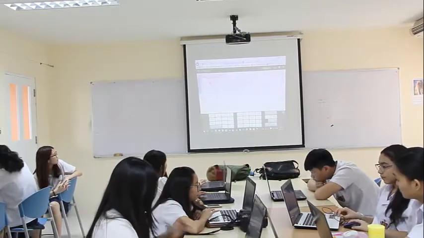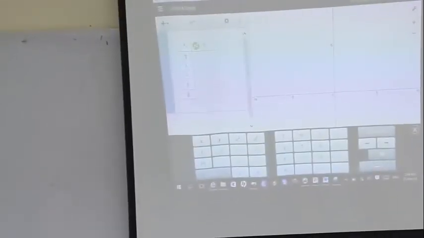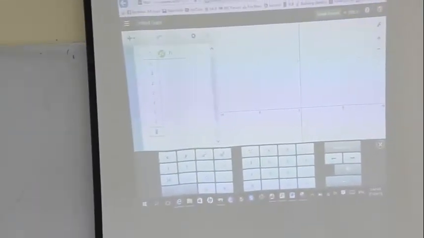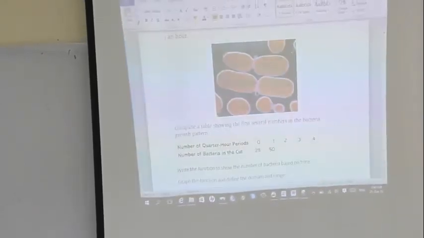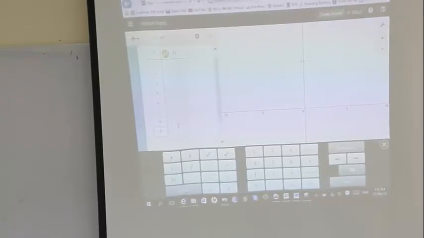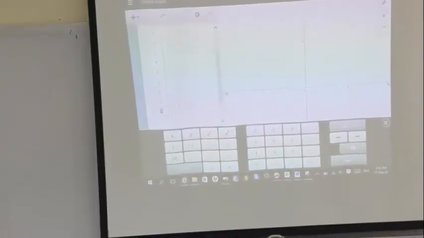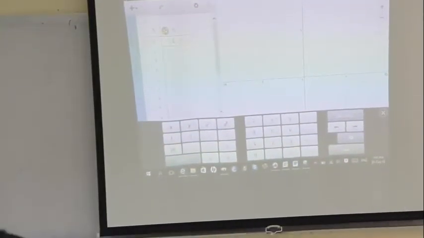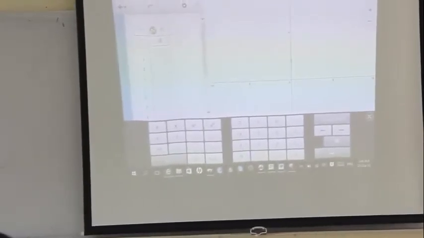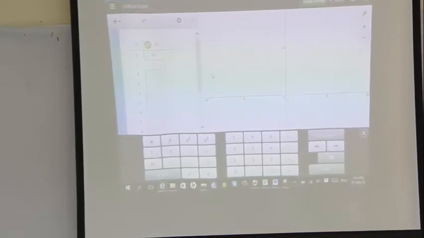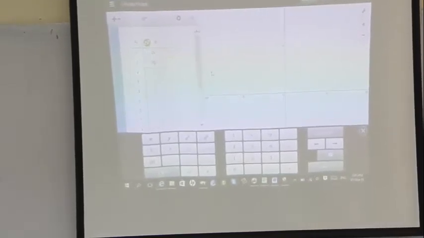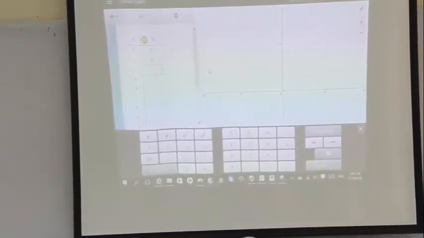So x, what is x? So 0. What is the next one? 1, 2, you see, 3, 4, 5, 6, 7. How many do you want? Up to us? Up to 4. But I want you to put up to 10. Now, put the values. At 0, we have 25 bacteria. After 15 minutes, how many? 50, yeah? Then? 100. Complete that.